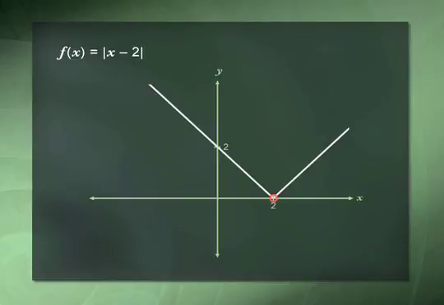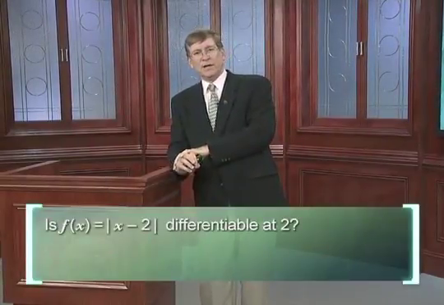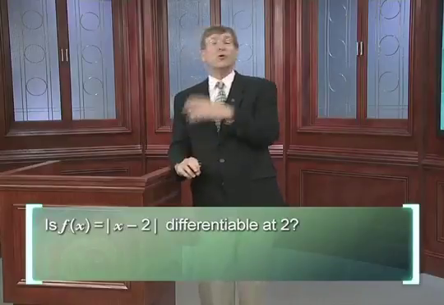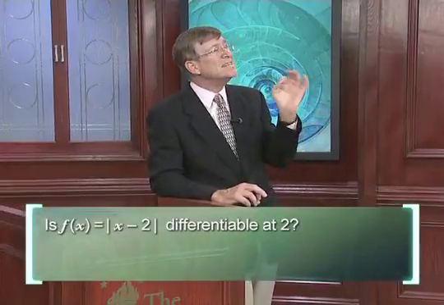There seems to be a sharp corner there. It's not clear how you would have a tangent line there because it would sort of wiggle there, wouldn't it? It's got sort of a sharp point. But let's not think geometrically. Let's go back and do it analytically. Let's take our function and ask the following question. Is it differentiable at 2? Of course it's continuous there, but is it differentiable there?